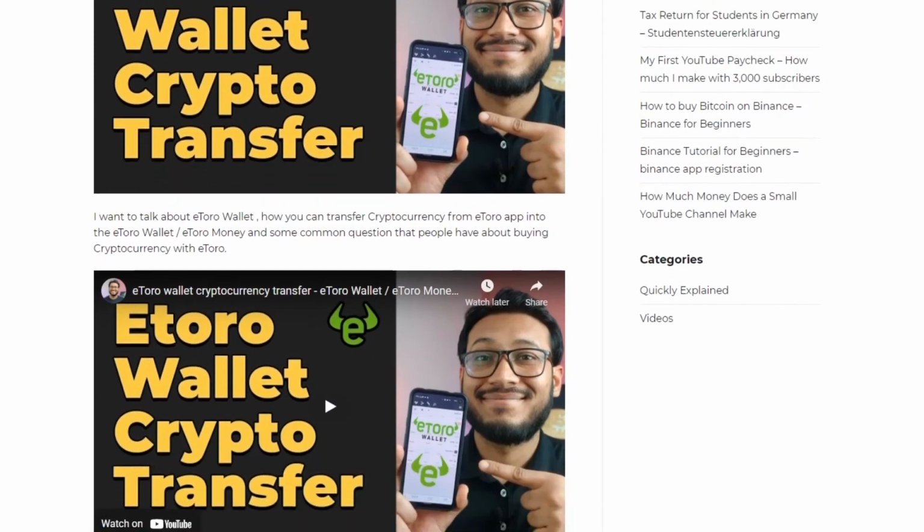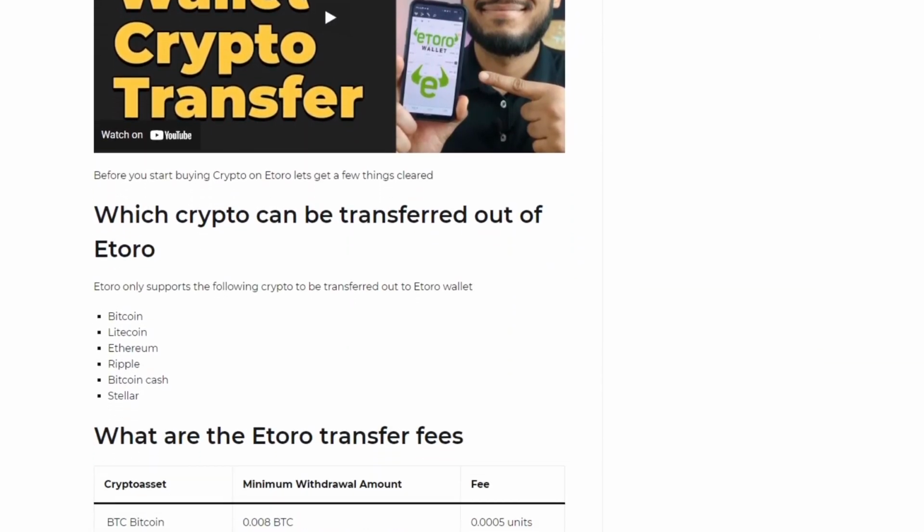As I mentioned before, most likely you will have issues with transferring your cryptocurrency from the eToro trading app into the eToro money wallet. I have written an article on that issue on my website. I'll put a link for that article in the description below. You can have a look at that article there. If you want to transfer cryptocurrency from eToro to Binance, you can watch this video. And if you want to know step-by-step procedure of how you can transfer crypto from eToro into eToro money wallet, you can watch this video here.